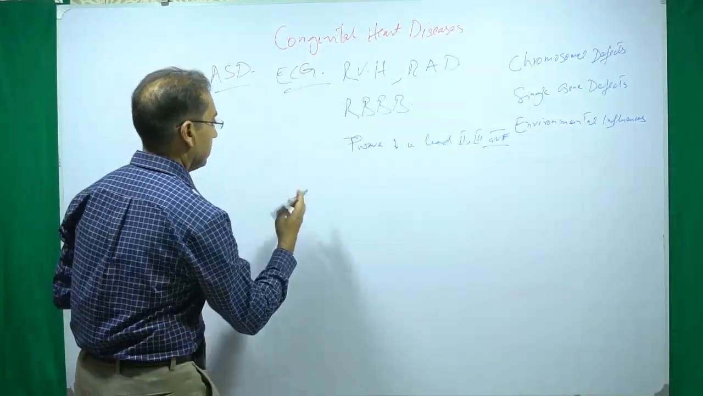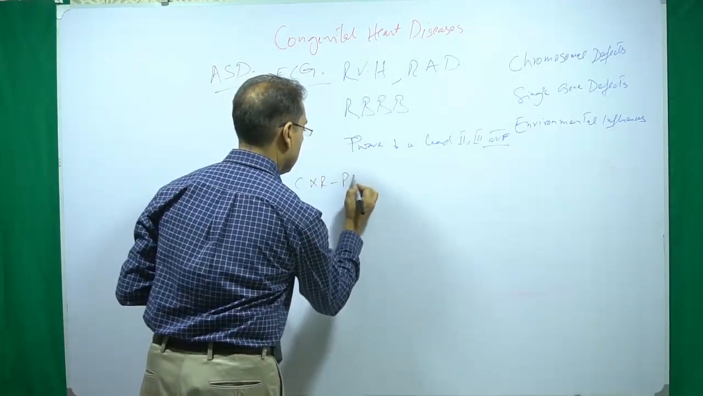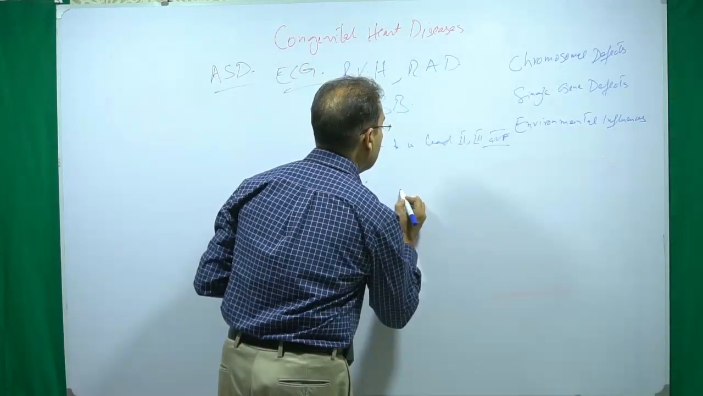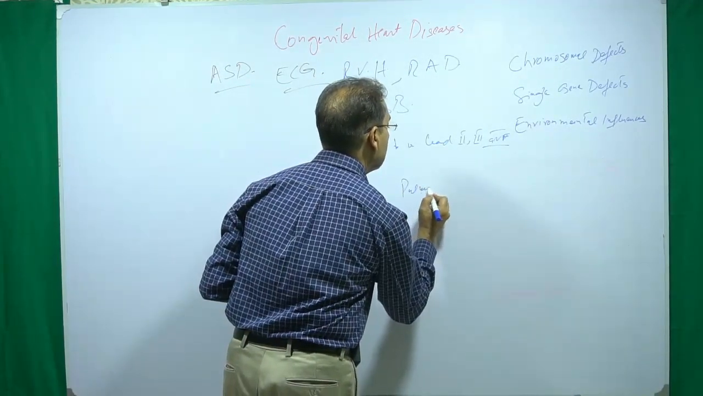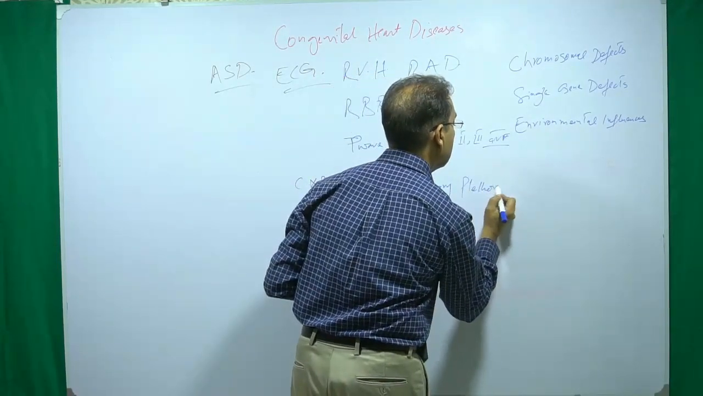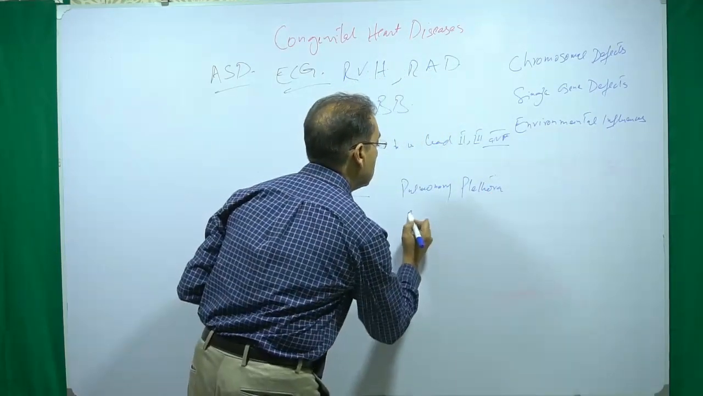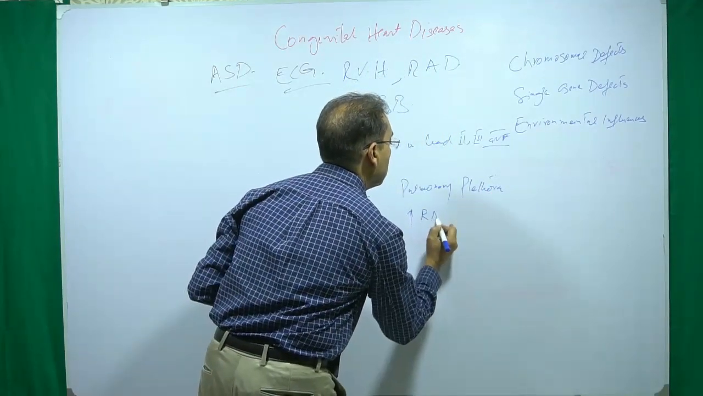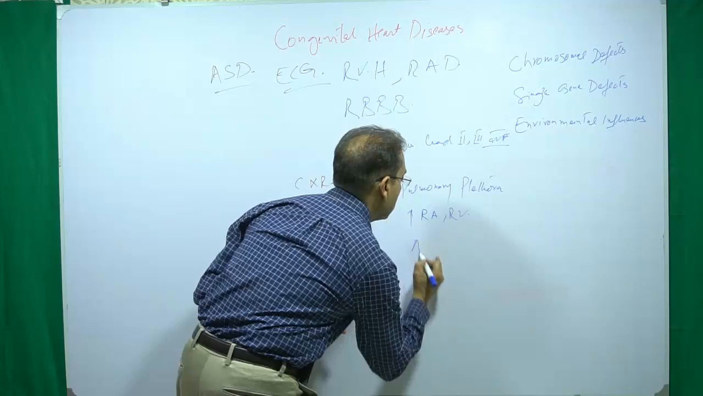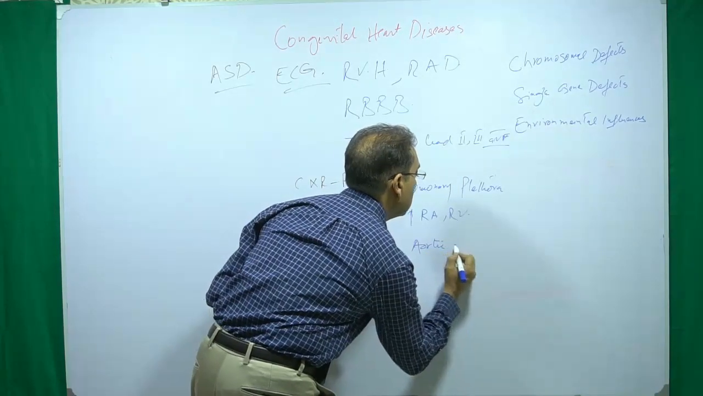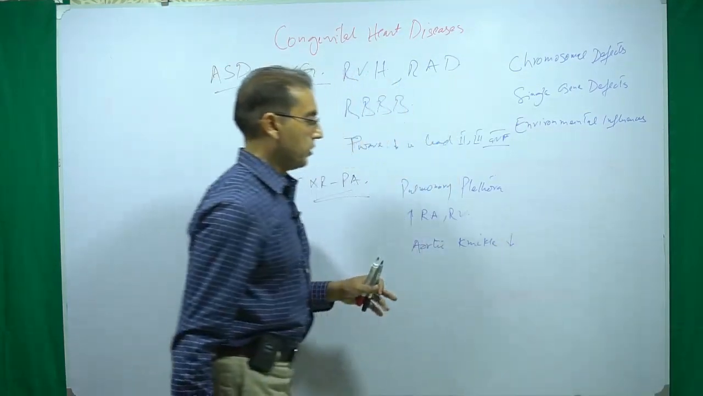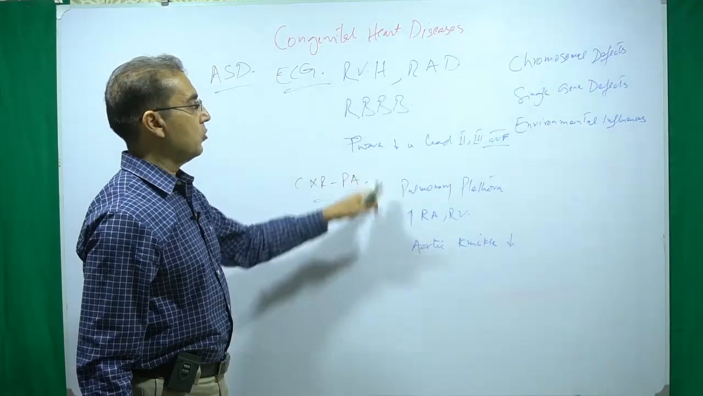And then a chest X-ray will show us pulmonary plethora. There is an increase in the size of the right atrium and right ventricle. The aortic knuckle is attenuated or is atrophied. So this is what we see on chest X-ray.